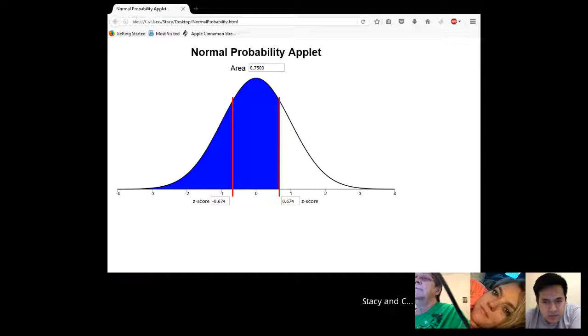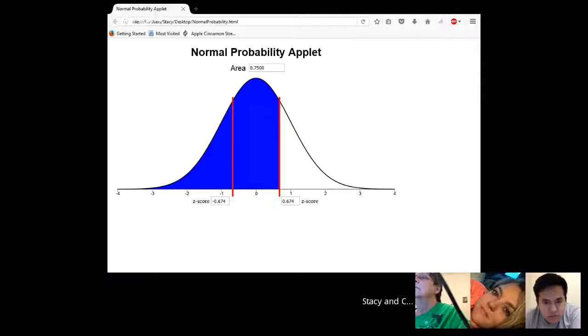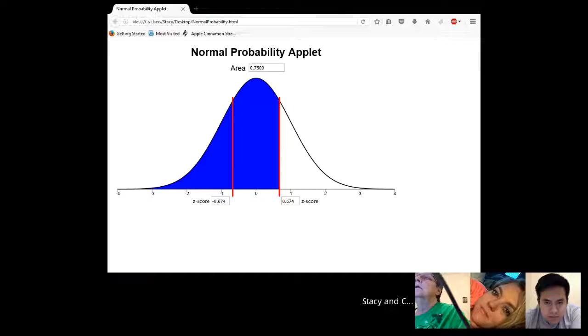Which of the following elements of the figure represents the probability that the z-score will be greater than 1.0? I would say B. Are you guys good with that? Yep. All right, who wants the next one?